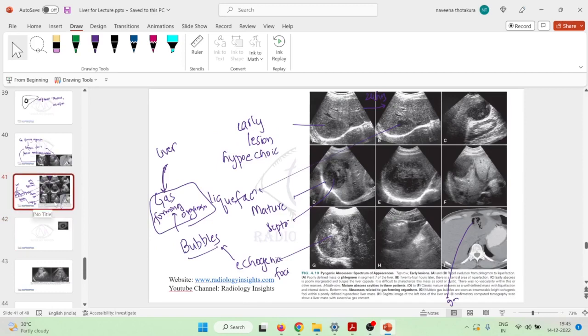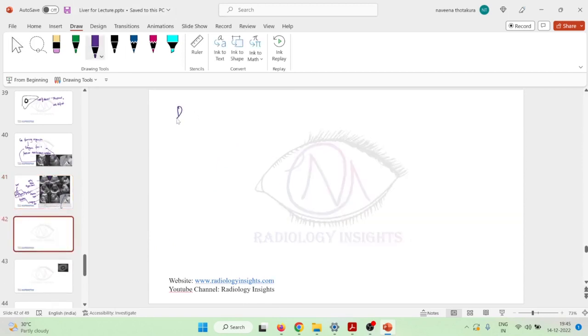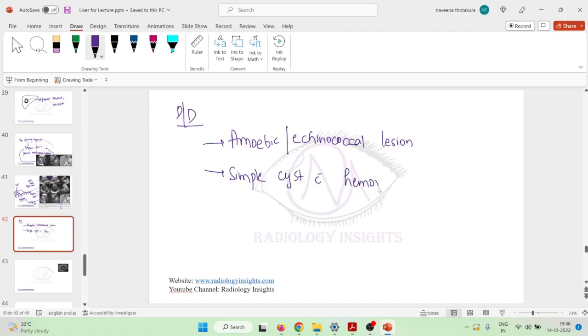Now, what about the differential diagnosis of hepatic abscess? Hepatic abscess might mimic some conditions like amoebic or echinococcal lesions. Amoebic or echinococcal lesions can mimic the hepatic abscess. Similarly, a simple cyst with hemorrhage might also mimic this hepatic abscess. Or if the patient has any hematoma, or necrotic or cystic neoplasms, these can also mimic this hepatic abscess.